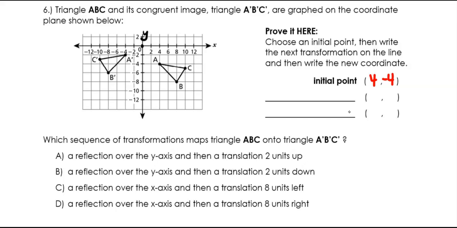And what I want to do is get it over to A prime. A prime is located at -4, -2. So I can see that the point here has translated. I can see that because the numbers are different. So to go from -4 to -2 means I would have had to add 2.